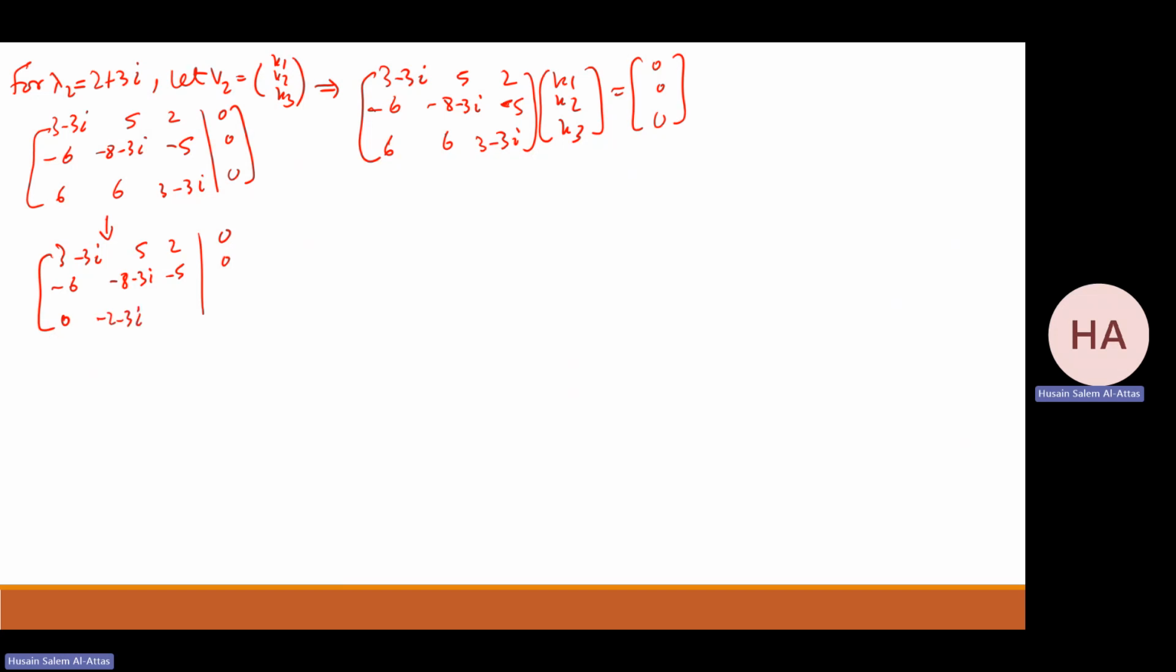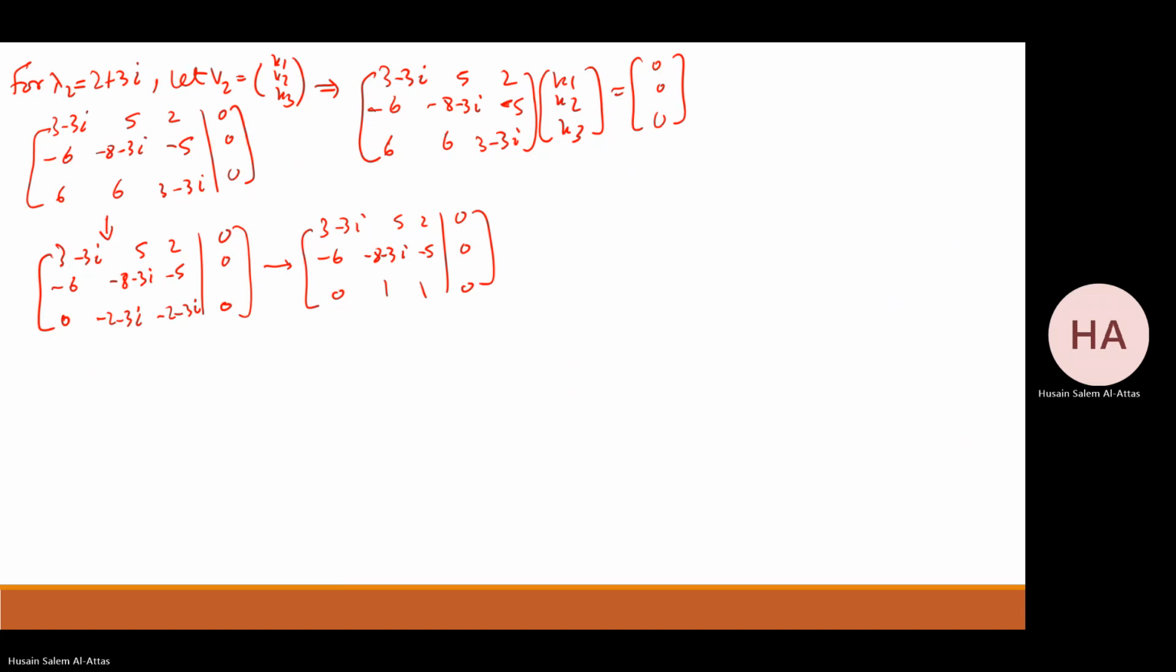And the last one, minus 2 minus 3i. 0. Nice. Correct? Yeah. Now if I divide by minus 2 minus 3i, I'm getting what? 3 minus 3i, 5, 2, 0. Minus 6, minus 8 minus 3i, minus 5, 0, 0, 1, 1, 0. Nice.